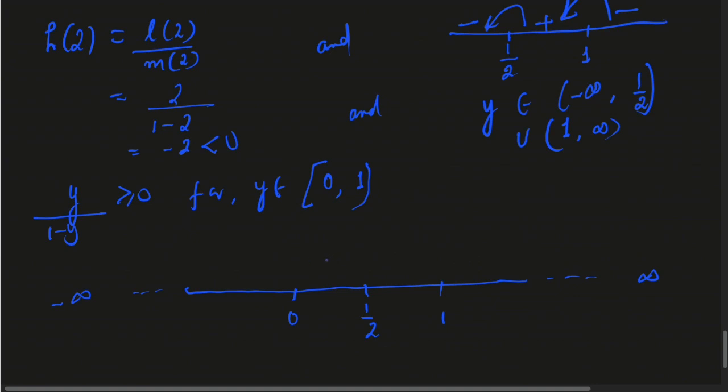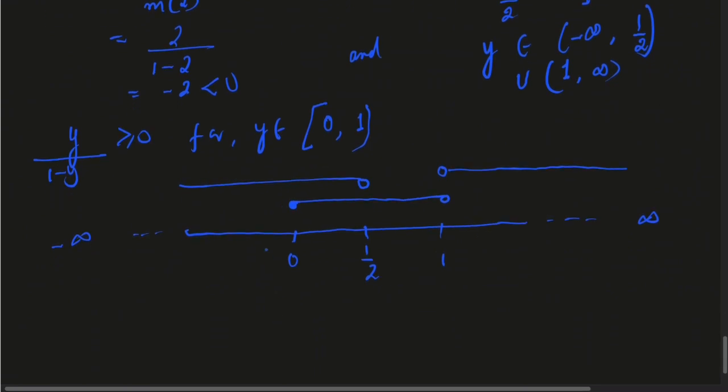So now let us represent these two sets. First let us represent this one. So 0 to 1 excluded, 1 is excluded but 0 is included, so let us draw a closed circle at 0. Similarly, let us represent this set. This is minus infinity to 1 by 2, and 1 by 2 is excluded, so let us draw an open circle, and then 1 to infinity.